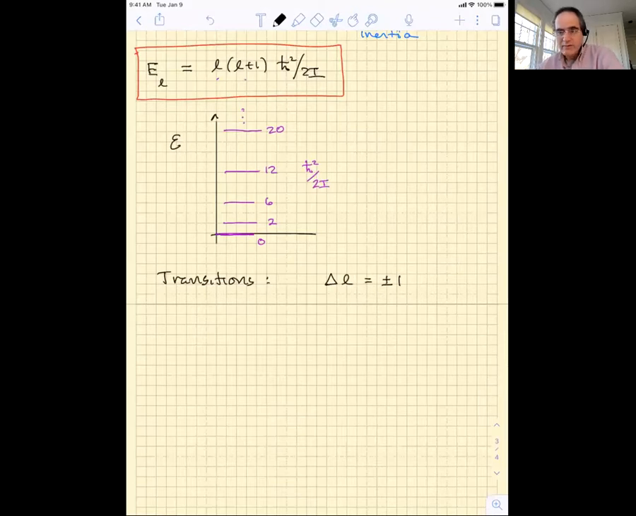Okay, now if we're absorbing light, then we have to increase L because the energy of the molecule has to increase. And in that case, hf would be equal to the final energy minus the initial energy, which would be, let's write it this way.